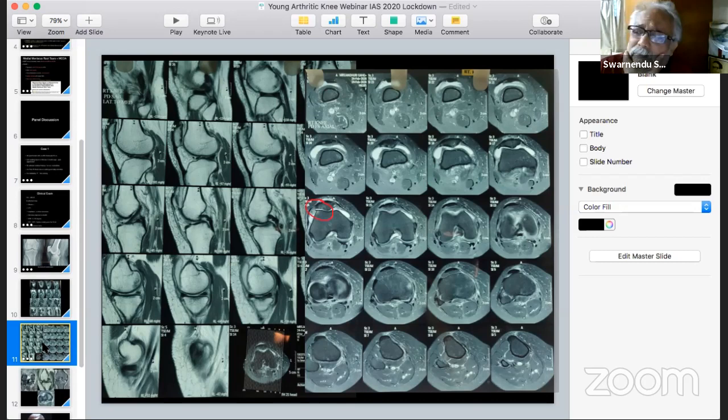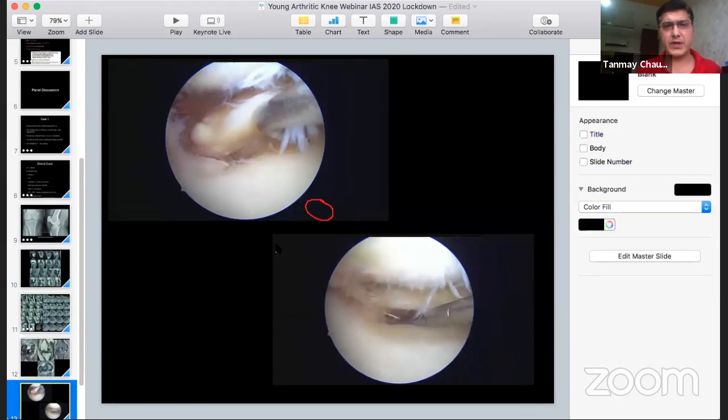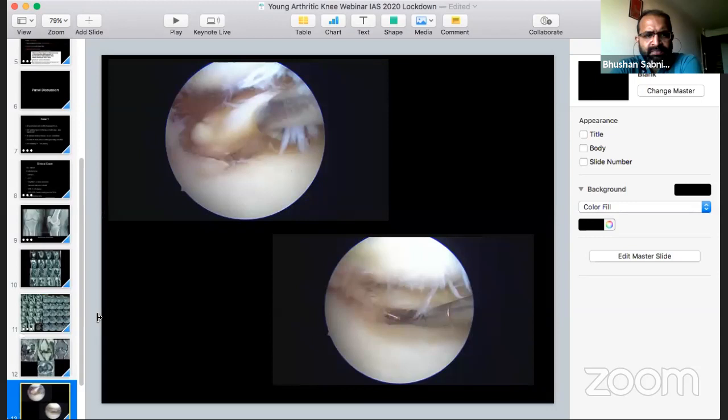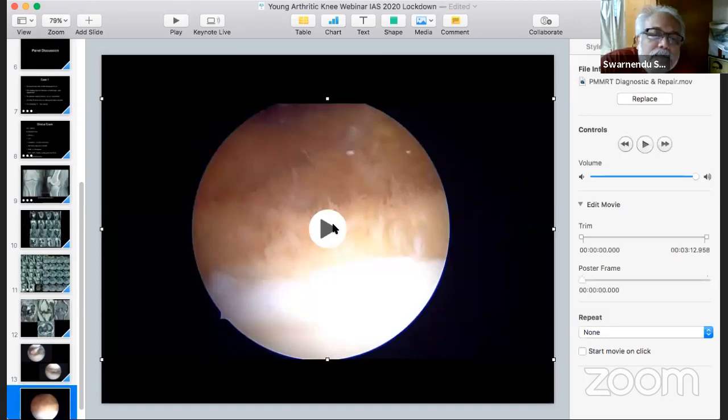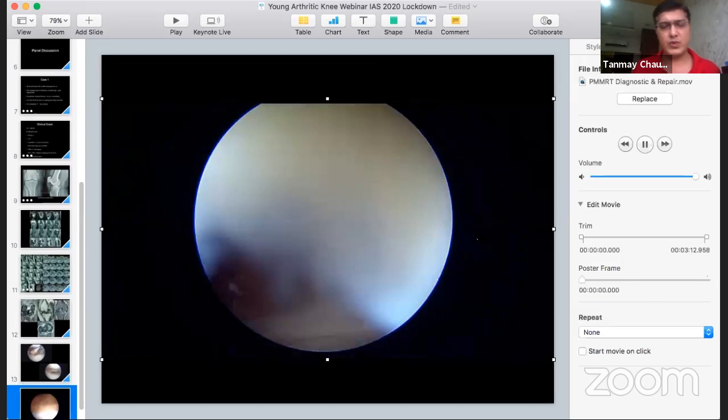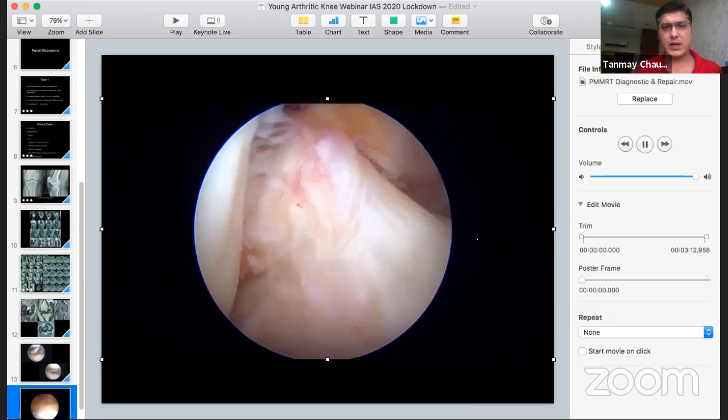Okay, so I can share what I did. These were the scopy images. I can just share the video. There was profound synovitis there, with almost grade 4 patellofemoral changes. The patella was already raw. The trochlea also had changes. The ACL and PCL were okay.